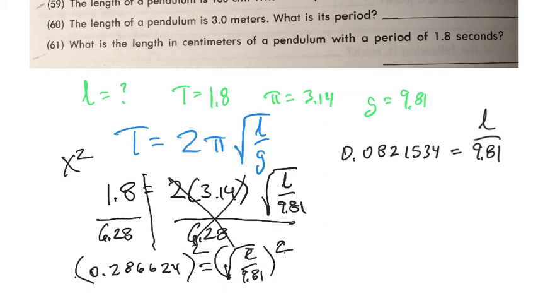So now to solve for L, I'm going to take 9.81 times both sides of the equation, because when I multiply this times 9.81, it'll cancel out. And when I multiply this times 9.81, I'm basically going to have the answer.